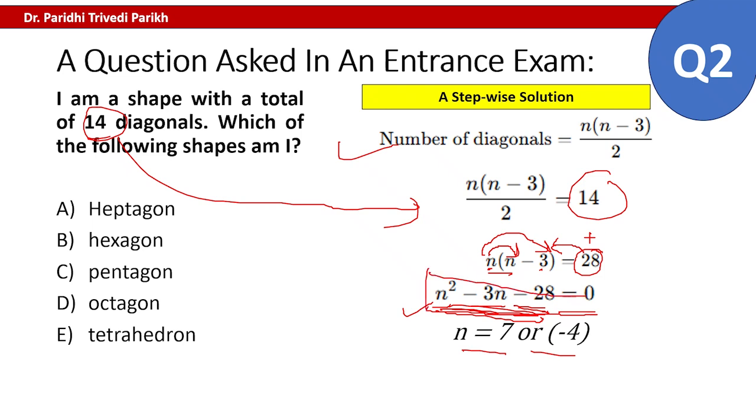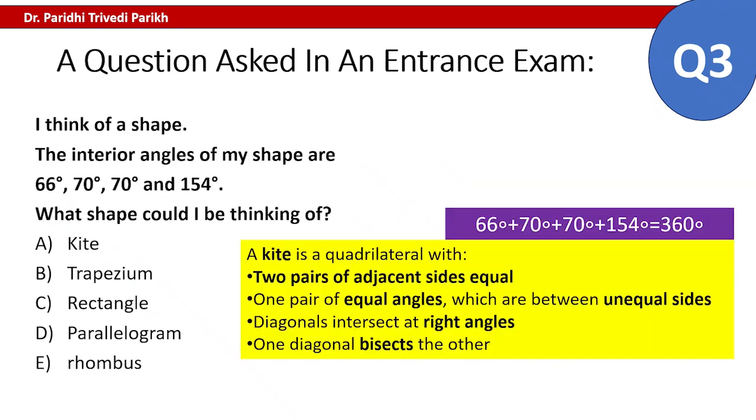If you don't know how to solve this, do let me know in the comment section. I will help you out with this as well. Now, when the value of n is minus 4 and I am talking about the polygon, this result is invalid. So I am left with 7, and a polygon which has 7 sides will be called a heptagon. So my answer is heptagon.